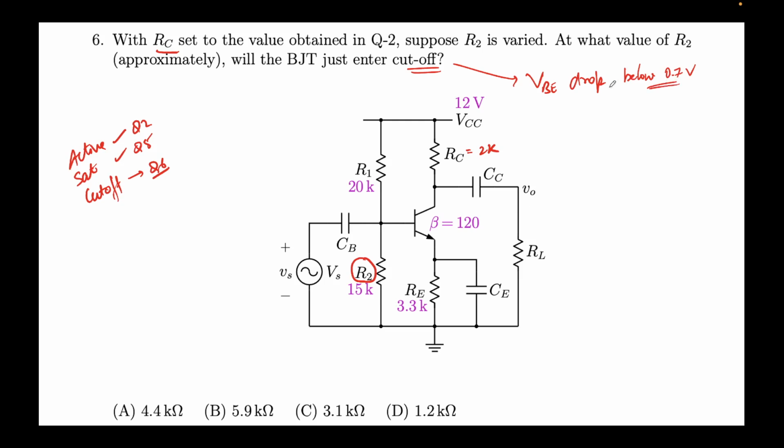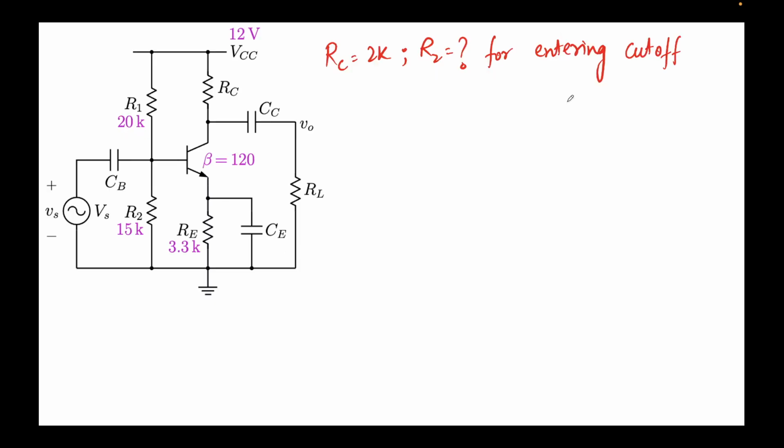Or an alternate way of saying it is that since this is no more forward bias, there are two different versions that we can talk about. Let's proceed and see which suits better for our approach. As RC is 2k, we are required to find R2 for entering cutoff, and these are your corresponding voltages and currents. We are required to find the voltage at which we are entering the cutoff. What this means is, I should write it this way.